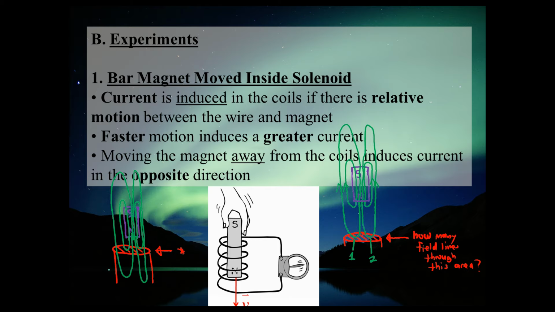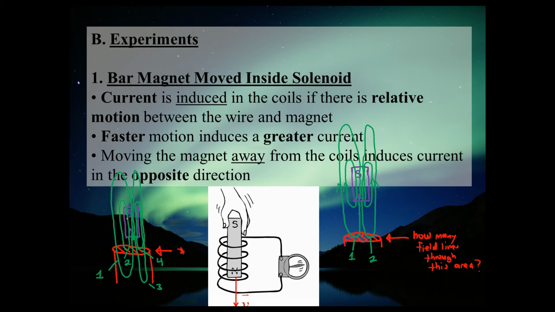Okay, now, if you counted the number of loops that pass through this enclosed area, you would now have this one, 1. You'd have this one, 2. You'd have this big one, 3. And you'd have that smaller one, 4. So as you bring the bar magnet close to the solenoid, you're changing the number of magnetic field lines that pass through that enclosed area. If the number of field lines passing through that enclosed area changes, then you induce current.